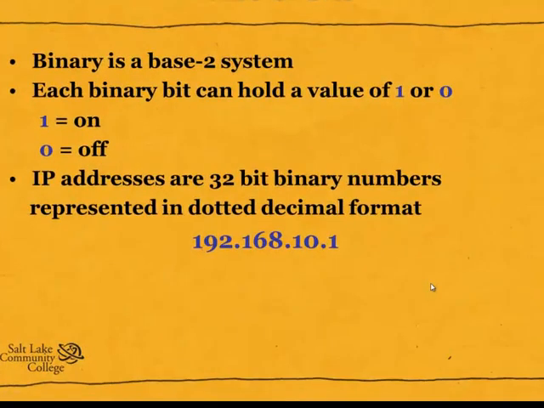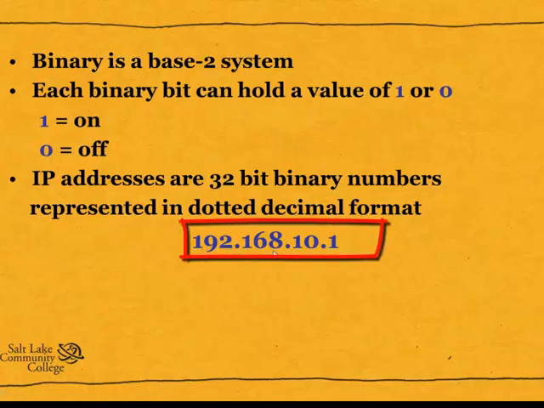As we know, binary is a base 2 system. Each bit in a binary number can hold two values. It can be on, represented by a 1, or it can be off, represented by a 0. IP addresses are 32-bit binary numbers broken into 4 bytes of 8 bits, also called octets.